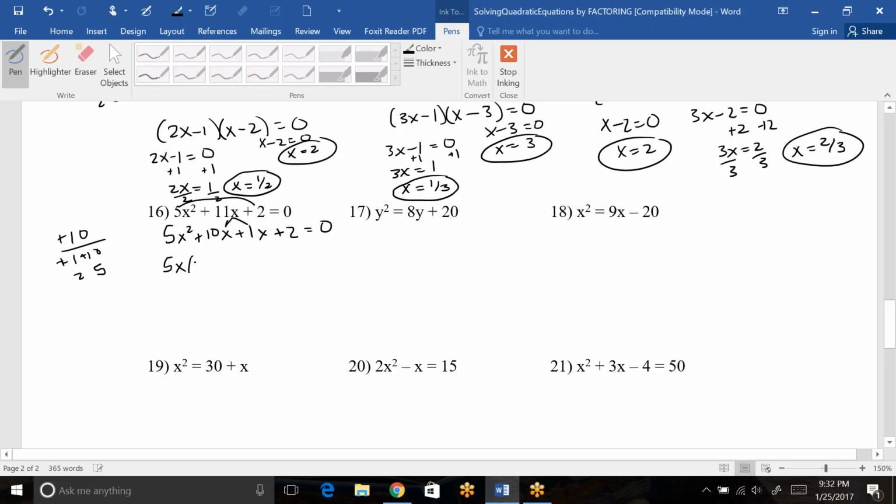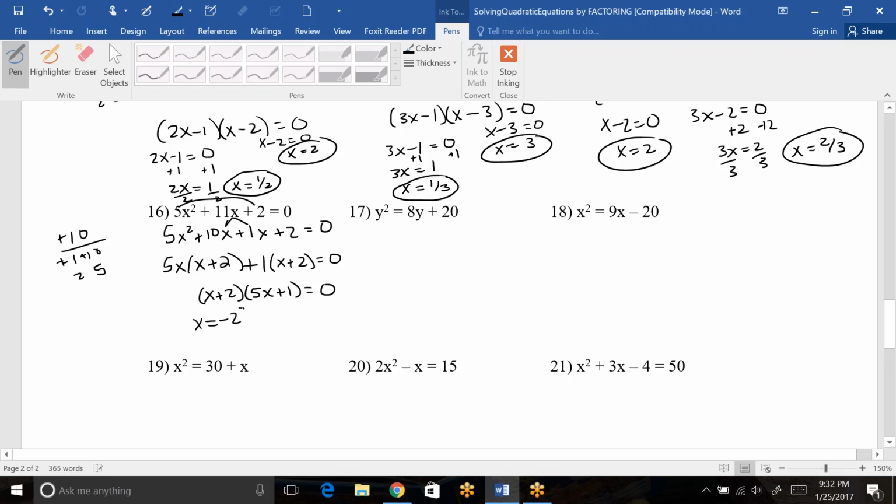Pull a 5x out of the first pair. The second pair has nothing in common. If that ever happens, you have to pull out a 1. And whether or not it's positive or negative depends on the sign right here. So that just tells me that they had nothing in common, but we have to pull out something. So that would make this x plus 2 and 5x plus 1 equal to 0.